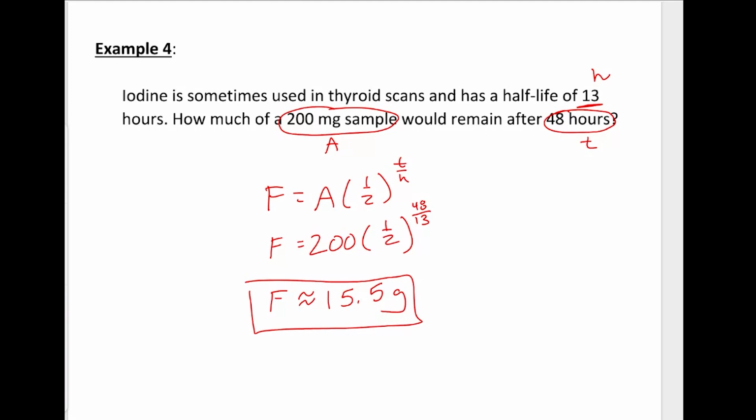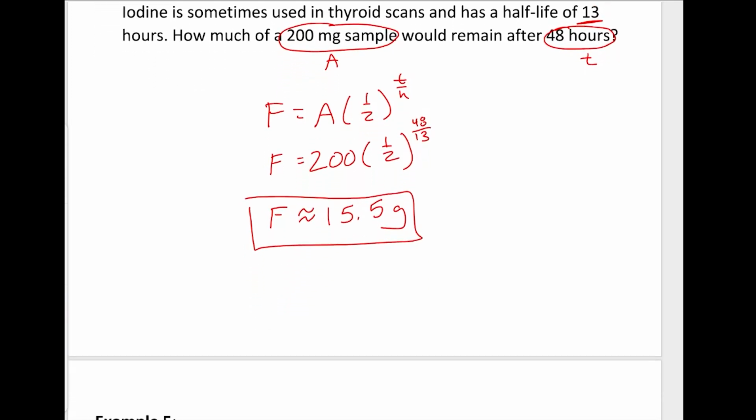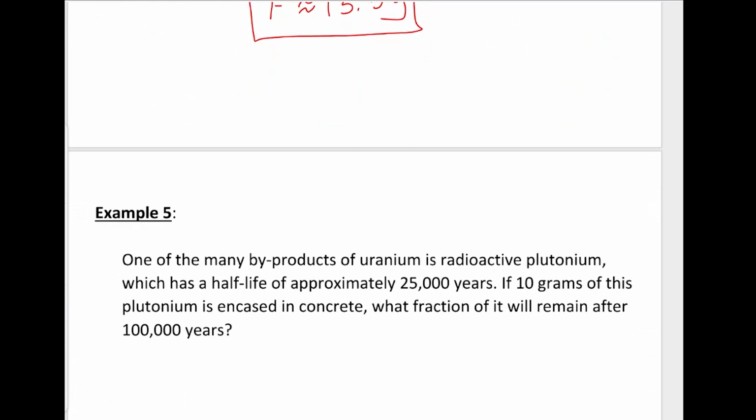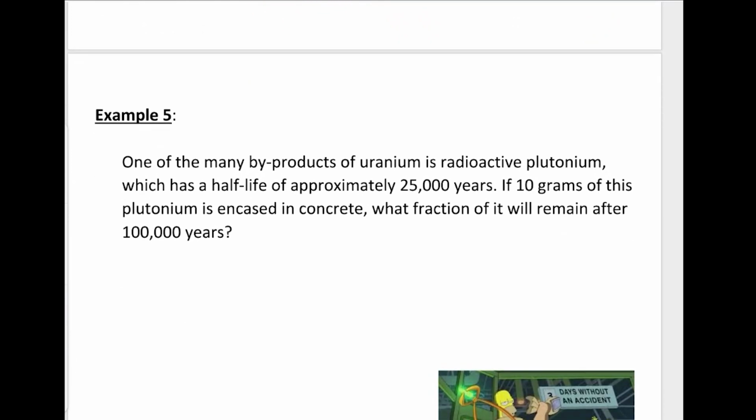Any questions so far? I mean, all these problems kind of get worked out the same way. It really won't be until we start solving for T or solving for H that we'll have a different kind of problem. We're not going to do that quite yet.